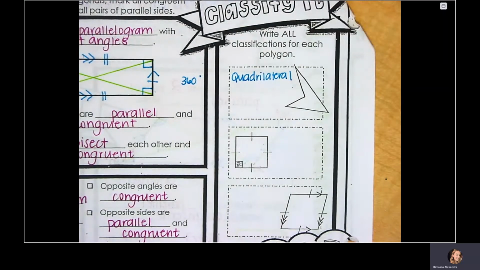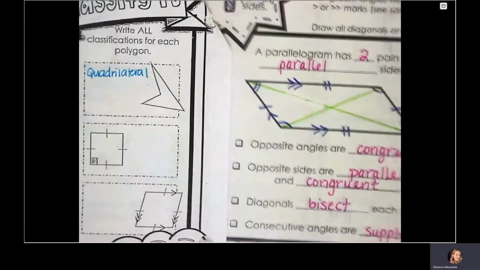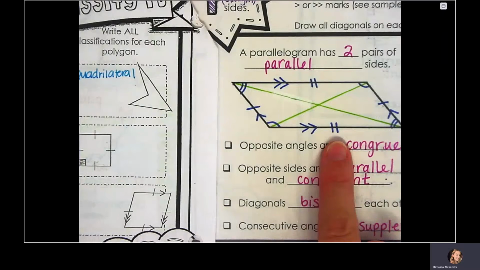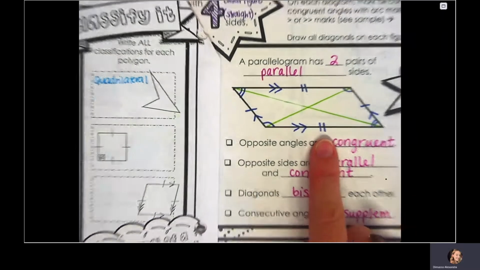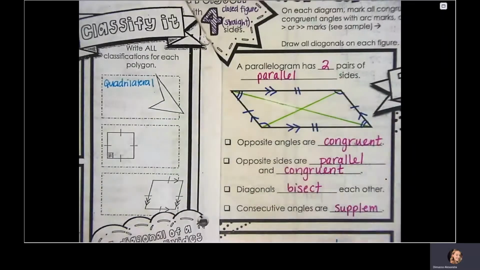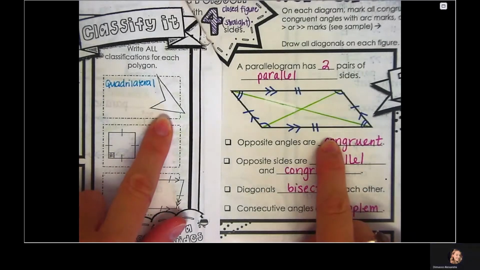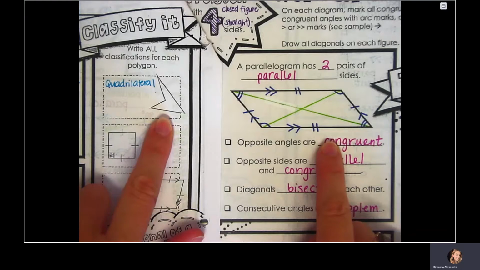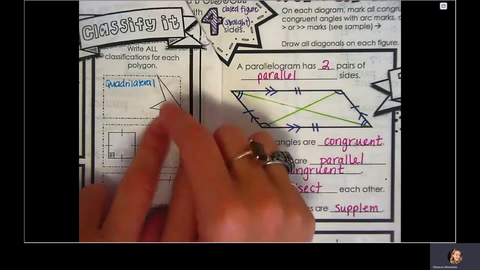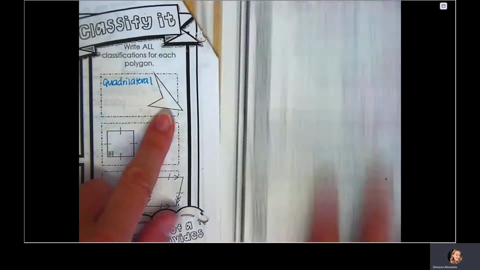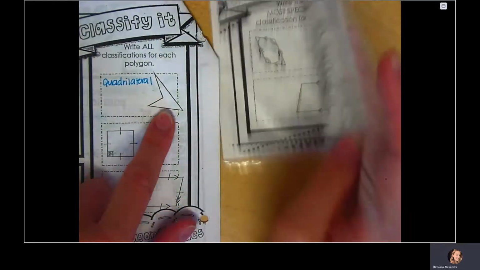Okay, we start there, it's a quadrilateral. Now let's go through each one. Is this a parallelogram? Does it have two pair of parallel sides? Yes or no, show me with your thumbs. No, definitely not. It does not have two pair of parallel sides, right? Everything's intersecting. Okay, so it's not this one. Let's go to the next one. Oh, not a trapezoid. They said we weren't doing that one.